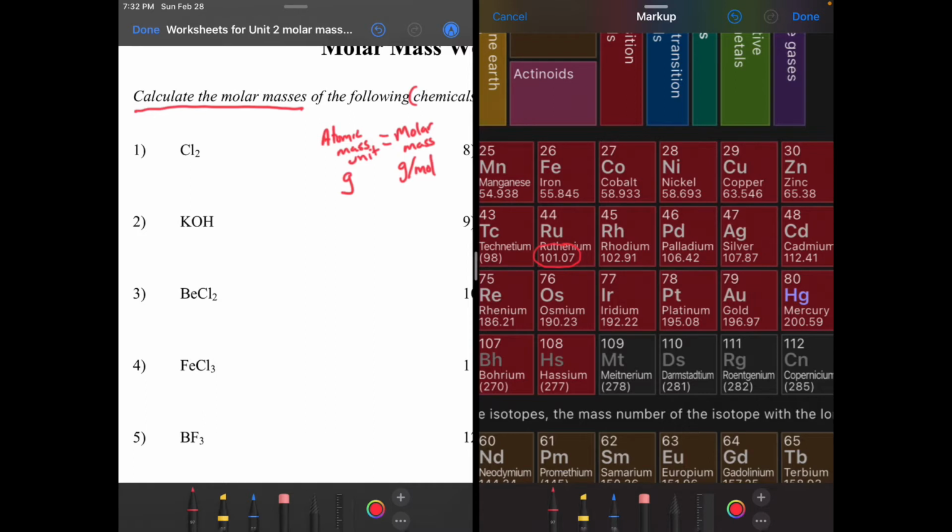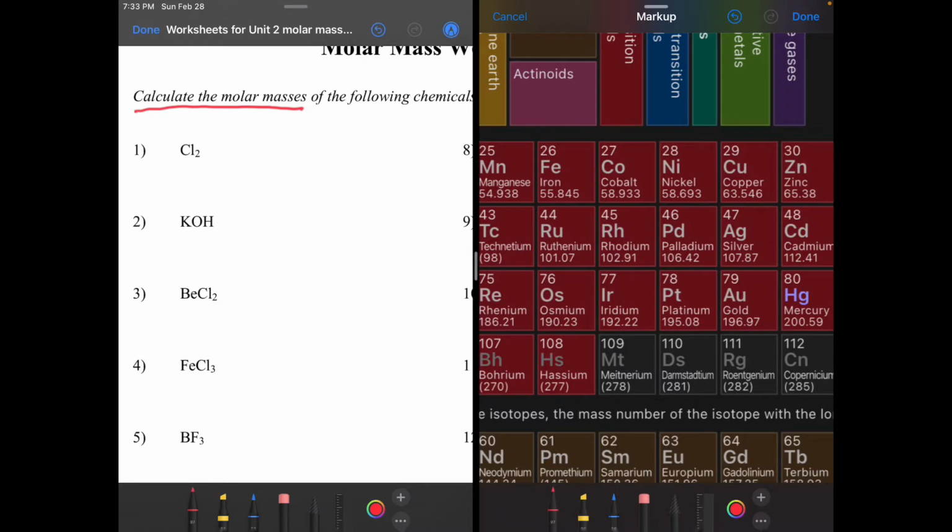So if you had, let's say for example, you would round this. So if you had two rutheniums, you would have a molar mass and an atomic mass of 202. You just add, just simple, 202 grams per mole for molar mass. So that's for single elements, but I want to go through a few of the ones for chemicals. So let's do it. So this is how you do it.